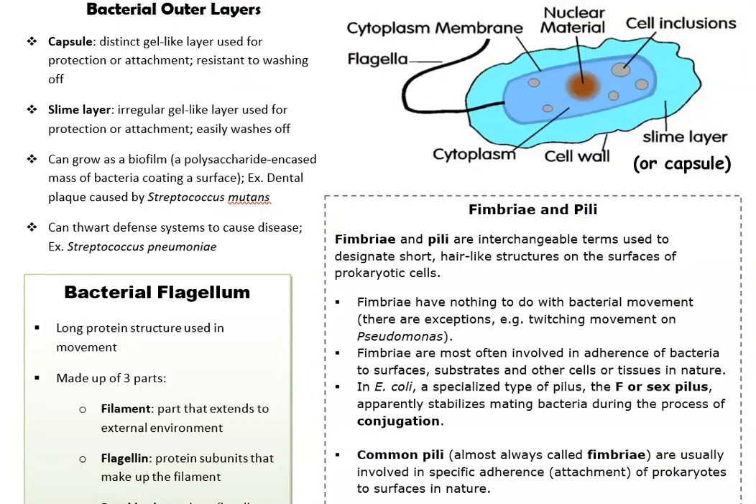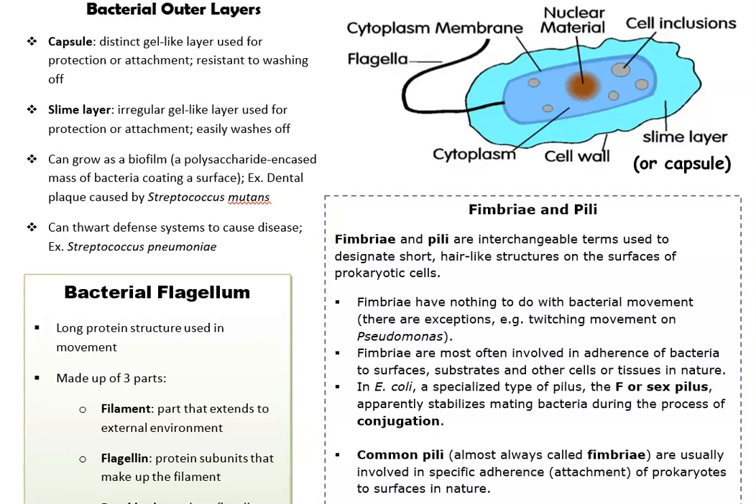The capsule of a bacterial cell is a distinct gel-like layer used for protection or to attach to surfaces. It makes it resistant to washing off. The slime layer is an irregular gel-like layer used for protection or attachment, and it easily washes off. They can grow as a biofilm, a polysaccharide-encased mass of bacteria coating a surface.